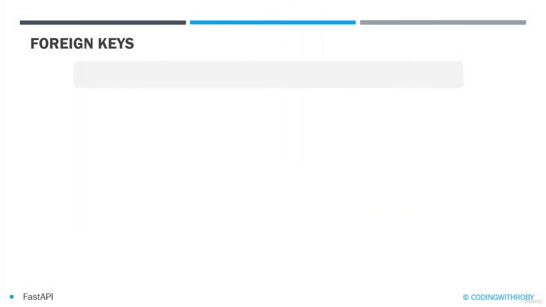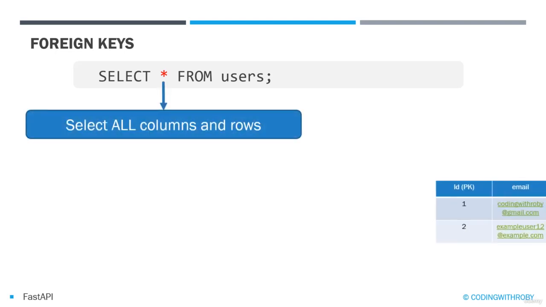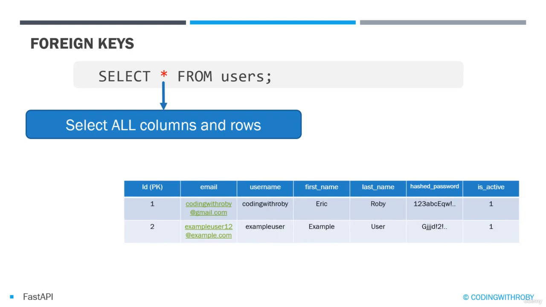All right, let's go ahead and do the exact same thing with our users. We're selecting all from users, which will display all columns and rows for our users table. Now, one thing we can notice is that our users table does not have a foreign key column. We're only referencing the to-dos back to the user due to the one-to-many relationship.